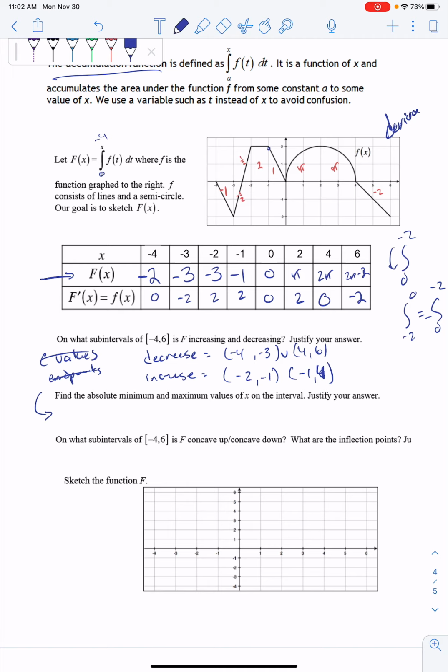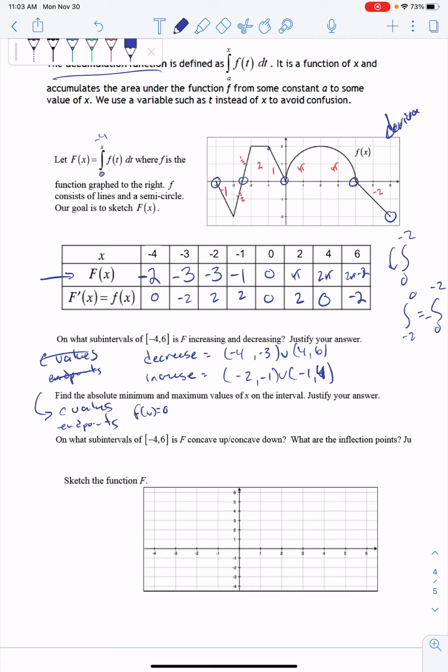So I'm okay with that. That looks good to me. Now it wants me to find the absolute minimum and maximum values of x. So here's where I'm going to check my critical values and my endpoints, and I'm going to plug those into my original function. So my critical values are when my derivative, so when f of x is equal to 0, those are critical values. So I've got one right here, one right here, one right here, one right here. And then I also need to check my endpoint 6.